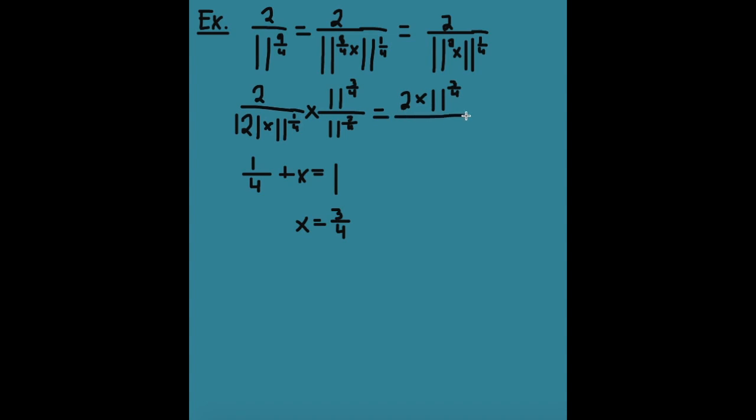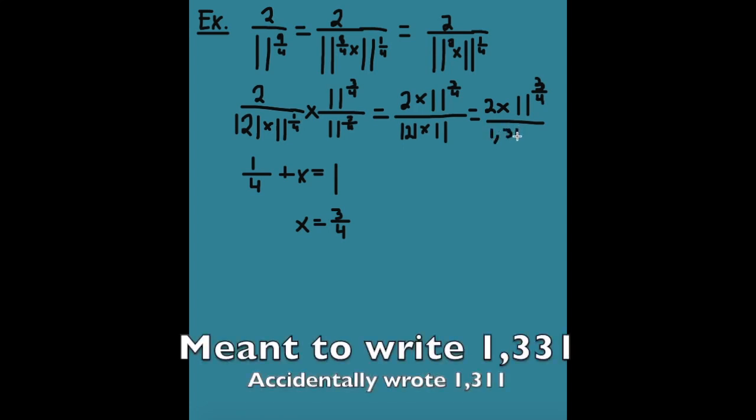And in the denominator, we get 121 times 11 to the 1 over 4 power times 11 to the 3 over 4 power. 11 to the 1 over 4 times 11 to the 3 over 4 equals 11 to the 4 over 4, which equals 11 to the 1st power, or simply 11. 121 times 11 equals 1,331.